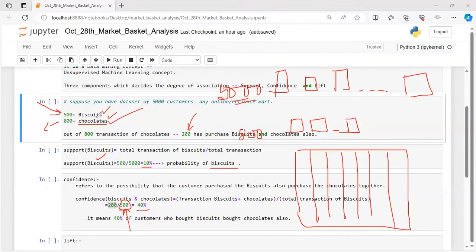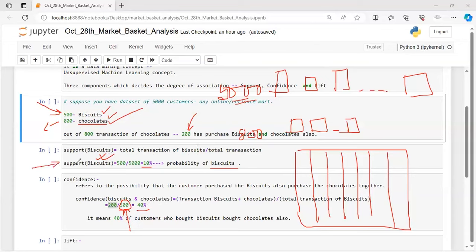So you are finding the lift. Sir, where you mentioned the 10% value, 10% of the biscuit. Because out of 5,000, there are 10% people purchasing the biscuit, correct? This is written. Probability of biscuit. Probability means out of total. So why are we calculating the 500 biscuit value? Why not 800? Because we want the probability of biscuit. 500 biscuit. Here we get the probability of biscuit, 10%.